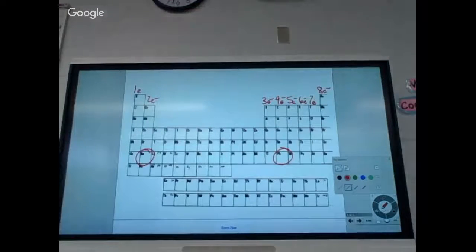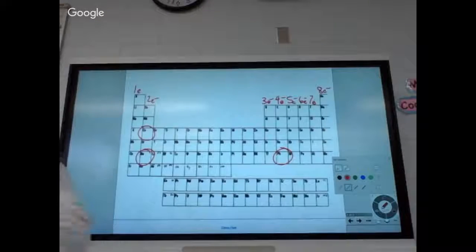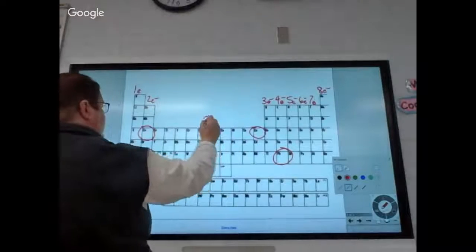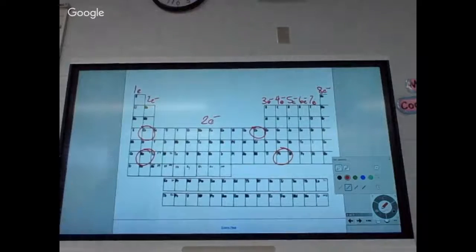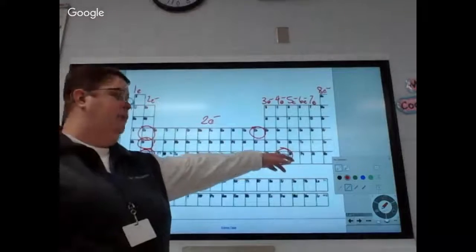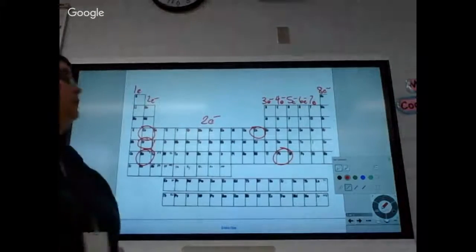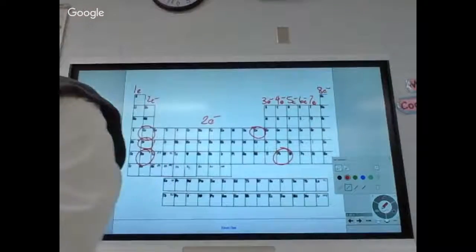If we keep going, Ca is here. How many dots will it have? It'll have 2. Zn is here. How many will it have? It'll have 2 because all of the transition metals have 2. And then the last one is Sr, so we'll have how many? It'll have 2. So the only one that doesn't have 2 is who? Pb. Because it has 4. Yeah, it was asking who does not have 2.